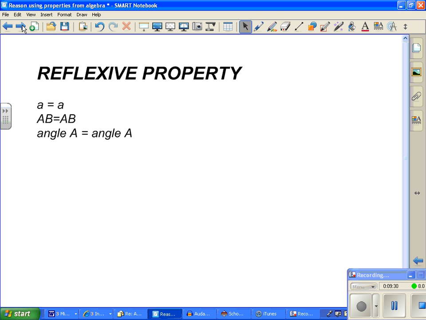Okay? All right, let's finish this thing up. Reflexive property. Now, we'll get into where these come into play when we get to class, but basically it means that anything equals itself. A equals A, AB equals AB, angle A equals angle A. And where you'll use this, like let's say we have two triangles like this. Well, if you're going to prove these things are the same, you can see that, like if this is AB, we'll just do this.